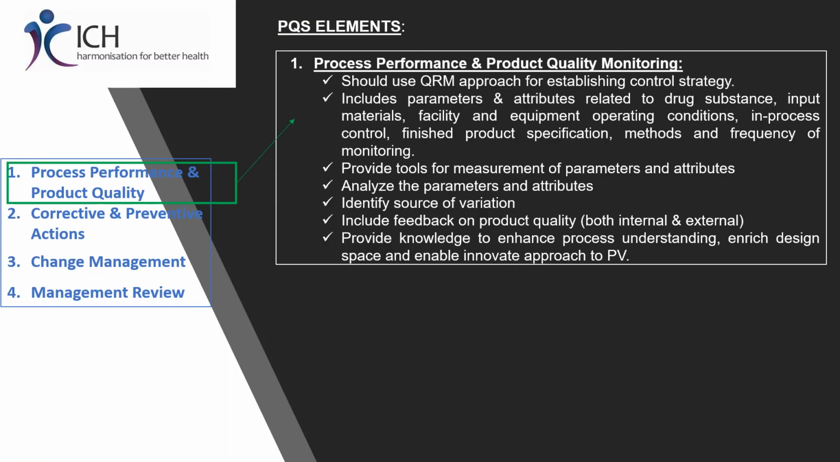Process performance and product quality should use QRM approach for establishing a control strategy. The control strategy should include parameters and attributes related to drug substance, input materials, facility and equipment operating conditions, in-process control, finished product specification, methods and frequency of monitoring. They should provide tools for measurement of these parameters and attributes. They should be able to analyze the parameters and attributes and identify the source of variation.